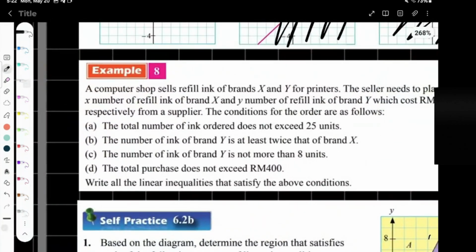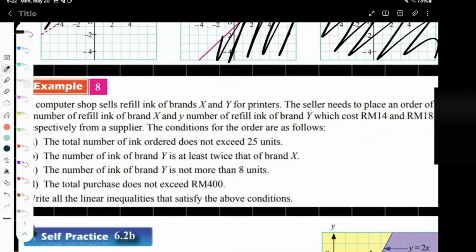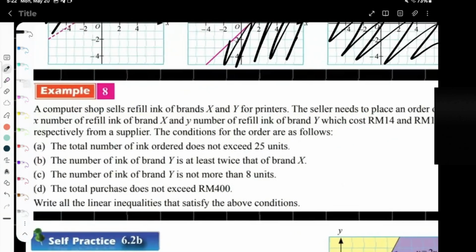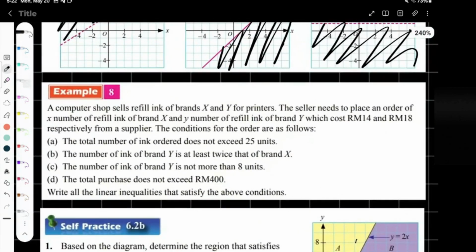Next one. A computer shop refills ink of brand X and Y. The seller needs to place an order of x number of refills of ink brand X, that means there's X, and y number of refills of ink brand Y, that means there's Y, which cost 14 and 18. The conditions for the order are as follows.